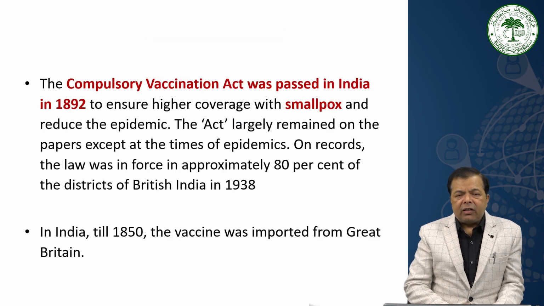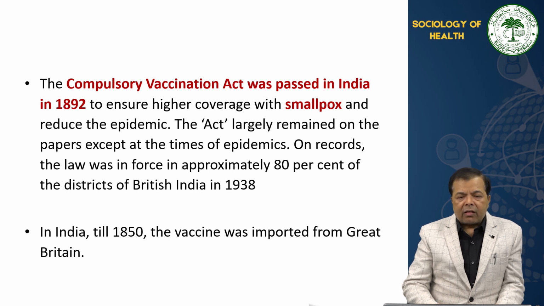The Compulsory Vaccination Act was passed in India in 1892 to ensure higher coverage with smallpox vaccine and reduce the epidemic. So, at that point of time, a law was made, an act was passed, which was basically intending to make vaccination compulsory. And that act became effective when there was actually a prevalence of epidemic, right? So this is how epidemic was actually controlled in India.